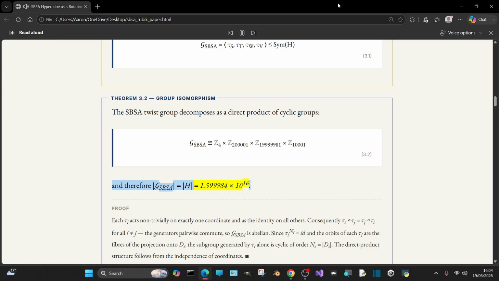And therefore the order of G_SBSA equals the size of H, which is 1.599984 times 10^16. Proof. Each τ_i acts non-trivially on exactly one coordinate, and as the identity on all others. Consequently τ_iτ_j equals τ_jτ_i for all i not equal to j, the generators pairwise commute, so G_SBSA is abelian. Since τ_i^{n_i} equals the identity and the orbits of each τ_i are the fibers of the projection onto D_i, the subgroup generated by τ_i alone is cyclic of order n_i equals d_i. The direct product structure follows from the independence of coordinates.